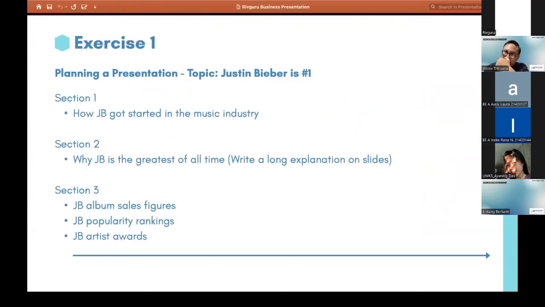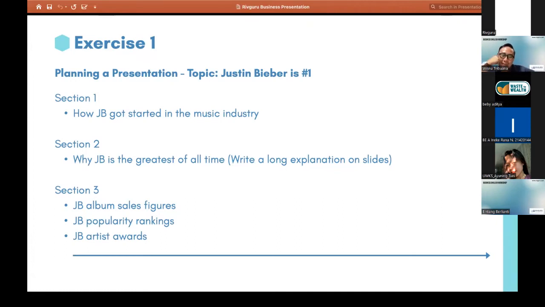So I want to give you some exercises from the things that I've said before. Let's start with the planning and presentation. Okay. Pick the topic: Justin Bieber is number one. Is anyone going to the Justin Bieber concert? No? Anyone likes Justin Bieber? I guess not. Okay, so the topic is Justin Bieber is number one.